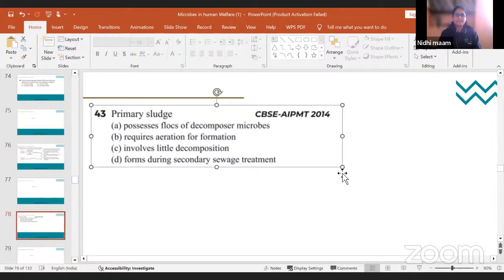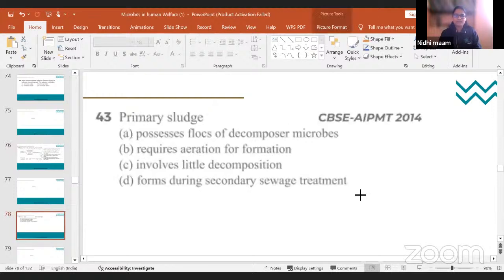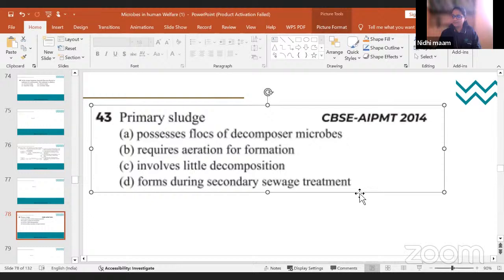Next question. Primary sludge: A. Possesses flocks of decomposer microbes. B. Requires aeration for its formation. C. Involves little decomposition. D. Forms during secondary sewage treatment.